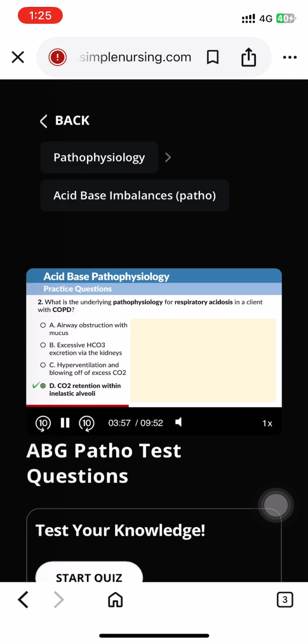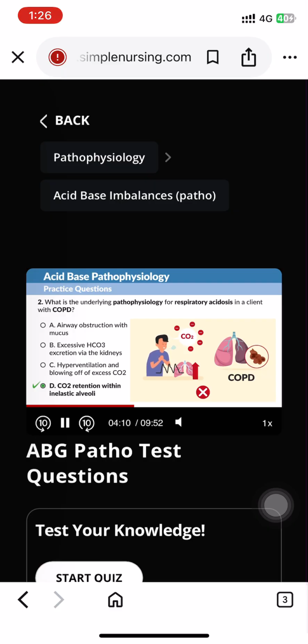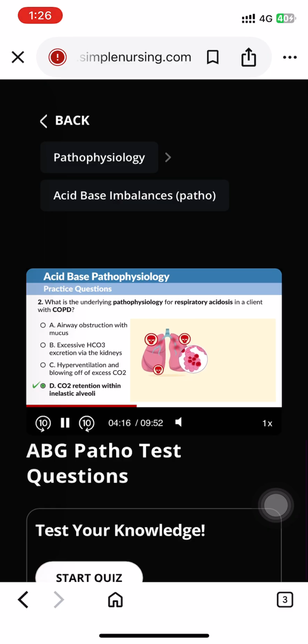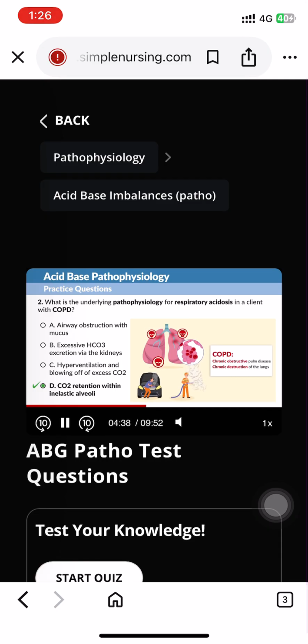Now, option C is incorrect because hyperventilation and blowing off excess CO2 is a big no. So with COPD, we may have actually increased respiratory rate with pursed lip breathing, but the underlying patho is from destruction of the lungs. So option D is the most correct here, because CO2 retention within inelastic alveoli, yes, this is the root cause, or the underlying patho here. So just remember, once again, COPD, that chronic obstructive, is from chronic destruction of the lungs with inelastic alveoli from smoking or pollutants. So again, gas exchange is decreased.